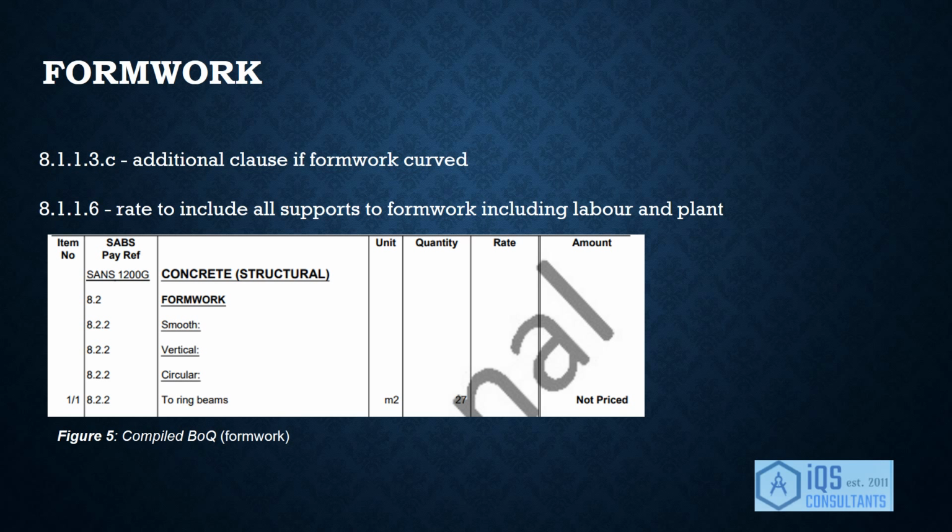With every item, there should be a cost component to it, i.e. a rate. According to clause 8.1.1.6, this rate should include all supports to the formwork, including labor and plant to erect and strike it. In summary, the items which should have been included in the bill for concrete is that formwork is to be smooth, to be cast at a vertical angle, the formwork is to be circular, and the formwork is to be used for the casting of the ring beams.